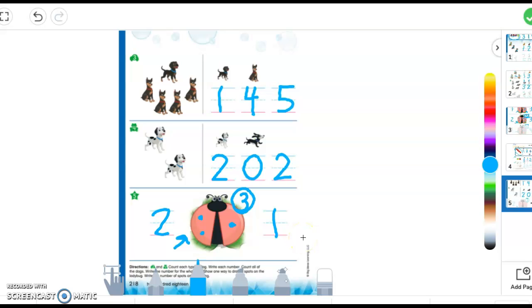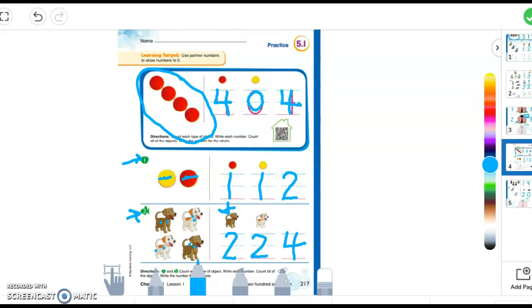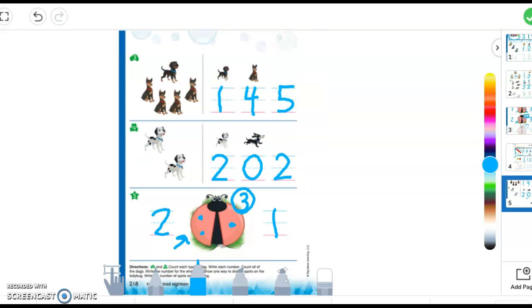Okay, now Mrs. Hensley wants you to take a picture of pages 217 and 218. So take a picture of this page and this page. So you're going to have to click the green Add Response button and take a picture of this page and this page and put them both inside the template, and then click the green check mark button when you're finished.